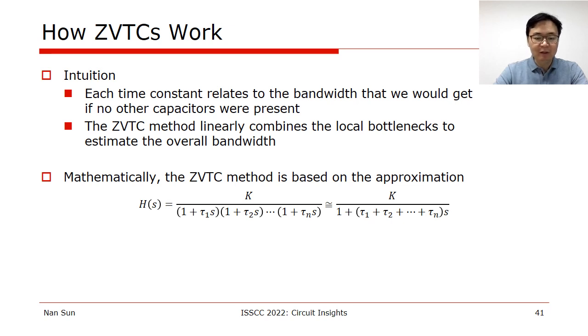Mathematically speaking, the ZVTC method is based on an approximation of the transfer function. Suppose there exists a dominant pole at a relatively lower frequency than all other poles. Then we can ignore all higher-order terms in the denominator, and the total estimated bandwidth is given simply by 1 over the summation of all the time constants from tau1 to tau n. This process shows that the ZVTC analysis is okay, unless there are undamped complex poles or several limiting poles with similar magnitudes.